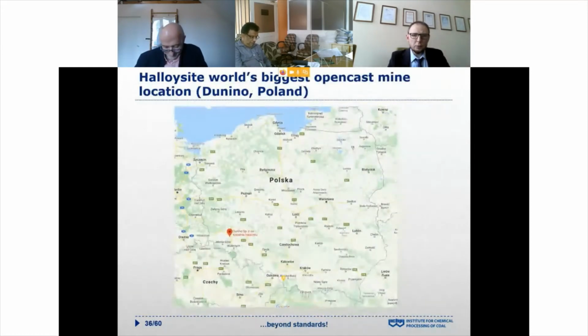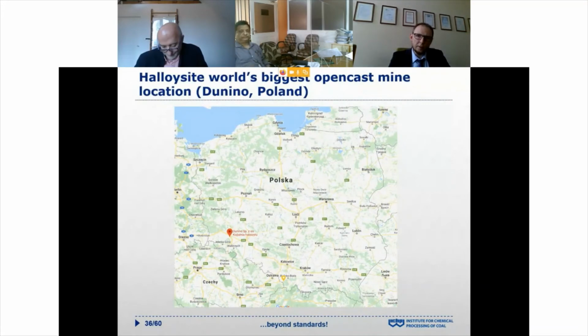We would like to underscore that in Poland we have the biggest open-cast mine of halloysite in the world. Even though kaolin is more popular. We have the biggest open-cast mine located in Dunino in Poland, in the southwest part, close to Jelenia Góra.